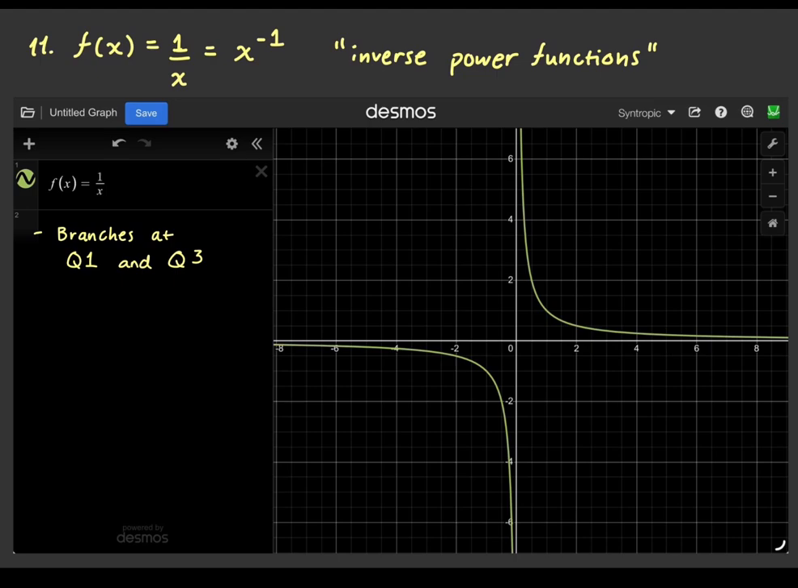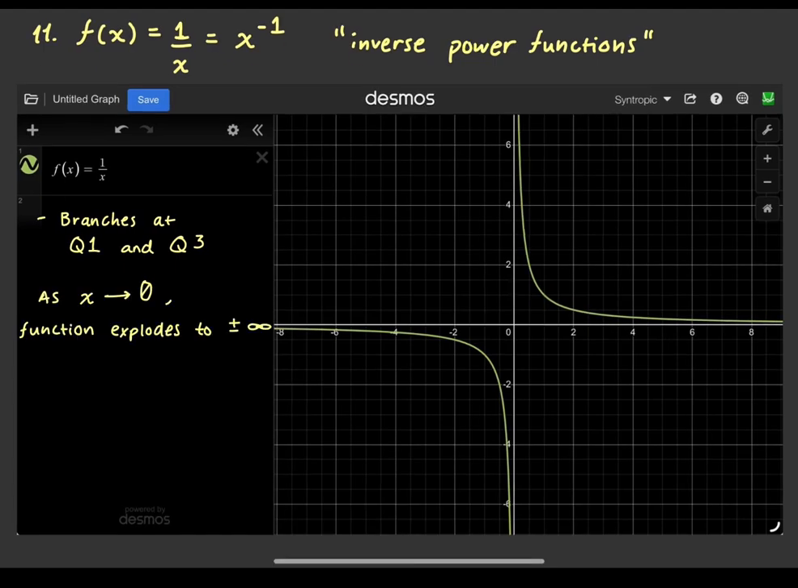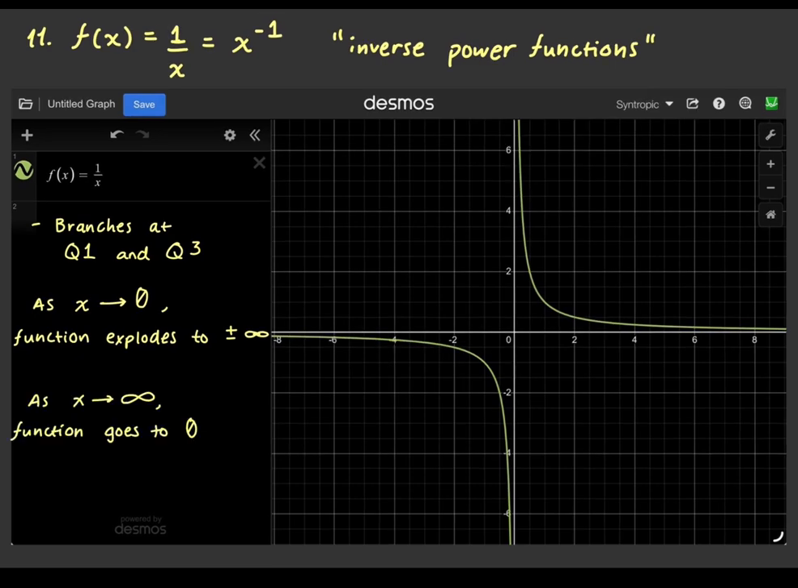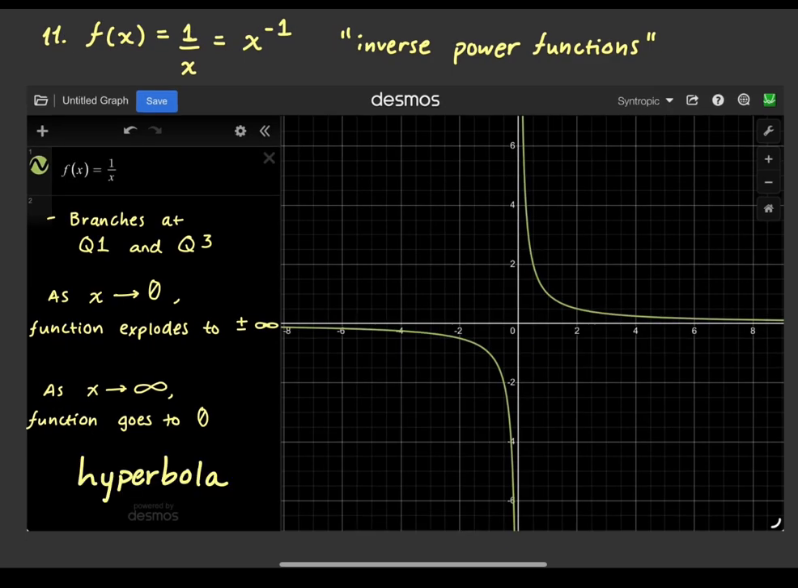Note that there are 2 branches, one at quadrant 1 and another at quadrant 3, and as x goes to 0, the function explodes to positive and negative infinity, and as x goes to infinity, the function goes to 0. This is known as the hyperbola.